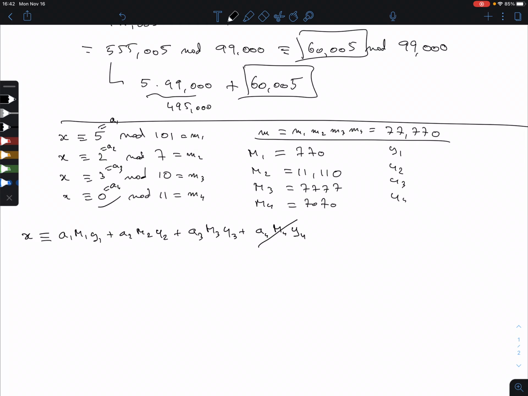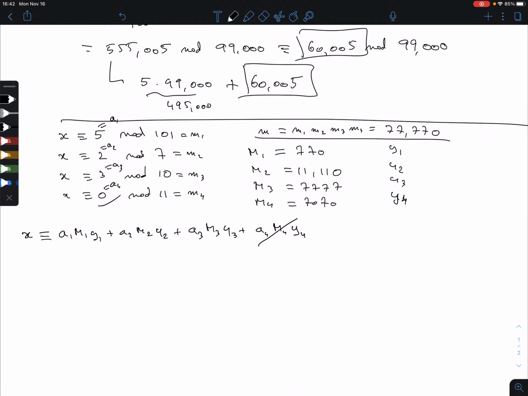Well, that's not such a big deal, but especially I don't need y4. We know that this will be modulo 70,770, modulo this big modulus here. But I don't need this. That is the cute thing. If you have something where it has to be, what does it mean? We need to make this divisible by 11, right? If x is equivalent to 0 mod 11, it means x is divisible by 11.